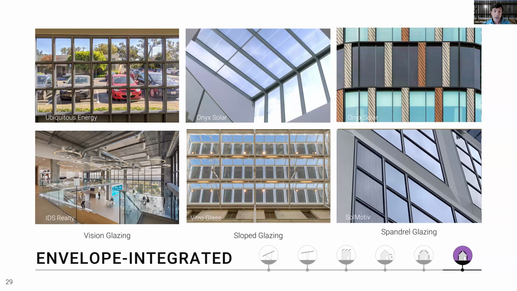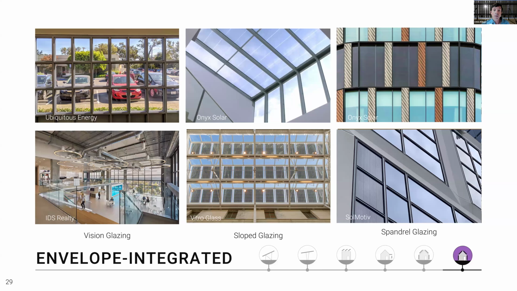The envelope integrated category consists of solar technologies that form a physical barrier between conditioned and unconditioned environments of the building. Vision glazing applications offer the best opportunity to apply solar technologies to large glass areas. Currently, there are several technologies being developed that are focused on this expansive market opportunity.